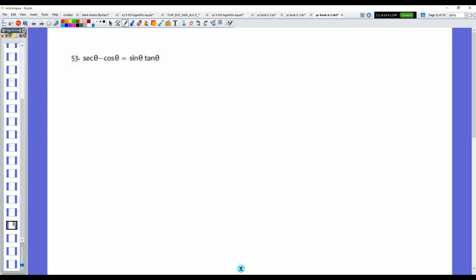53, I'm going to work over here on the, I think I'll try the right-hand side. I'm going to make the tangent into sine over cosine. That's going to give me sine squared over cosine. I can replace the sine squared, trying to bring in a minus sign there. And know that secant is cosine on the bottom and cosine is cosine. So that sine squared has got to go. And I can replace it with 1 minus cosine squared.